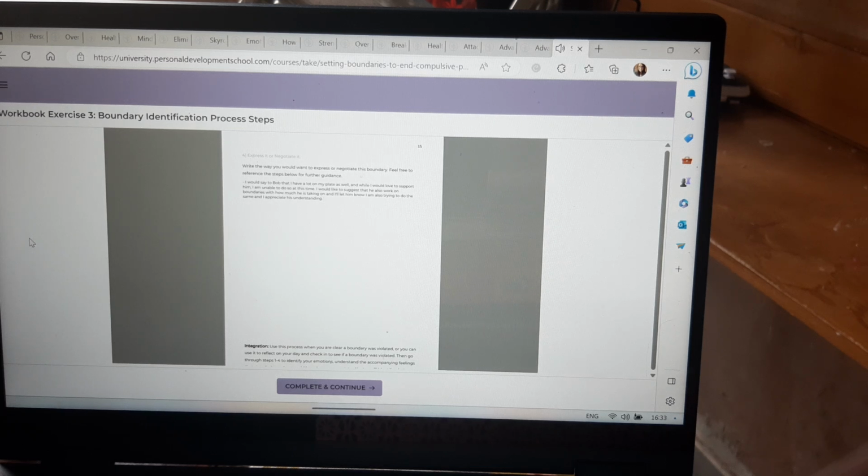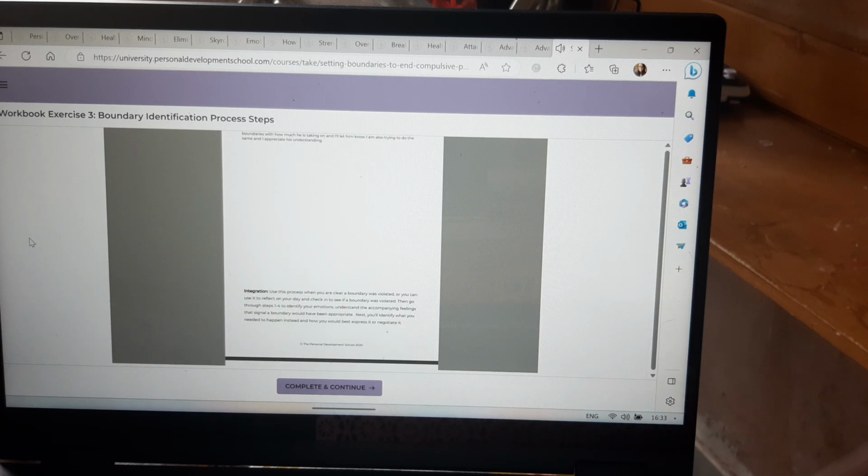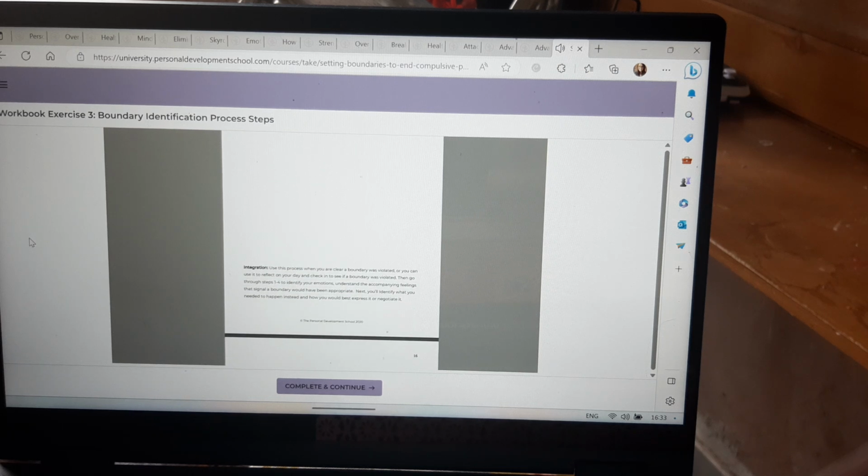Okay, so you can just sort of break this down and make it really clear, like, okay, this is exactly how I'm going to communicate in this way. And this is your process that you can use whenever you feel like something is violated. You go back through steps 1 to 4 to identify your emotions, understand the accompanying feelings that signal a boundary would have been appropriate at the time, and you identify what you need to happen instead and how you would best express it. And that is the boundary identification process. Really simple, but extremely powerful and important as we are working to set boundaries.